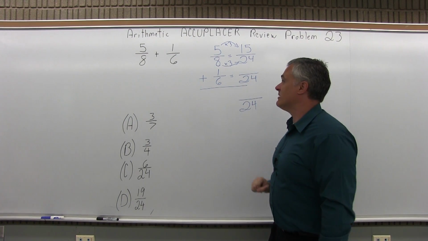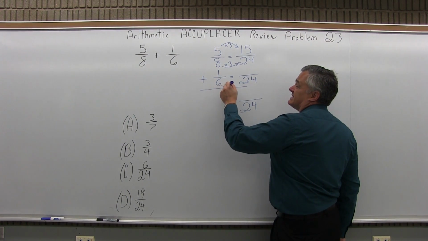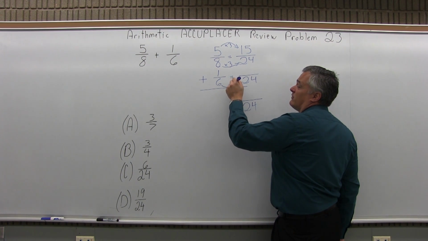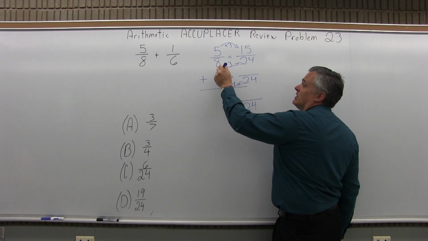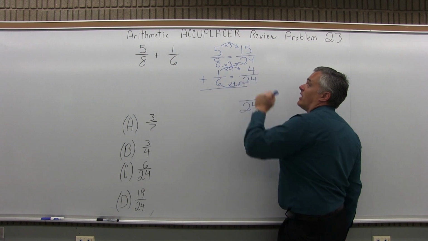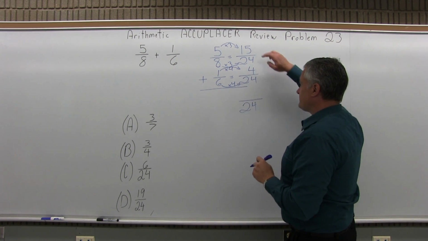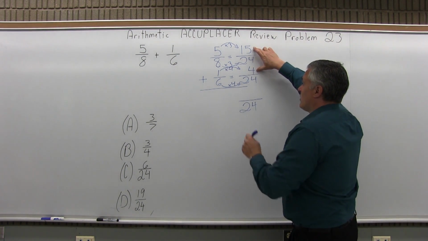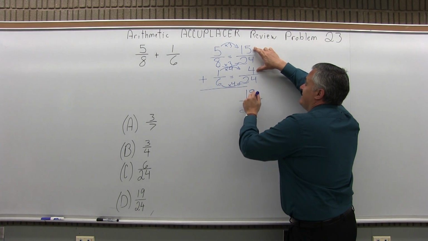but I've put it into a form where I can combine it with that other fraction. Now for the bottom, 6 times what made it 24? Well, 6 times 4. So again, for the fraction to be equivalent, the top must be multiplied times the same amount, also times 4. 1 times 4 is 4. Now I can add 15 plus 4 more is 19.